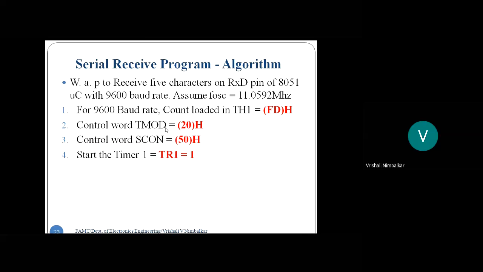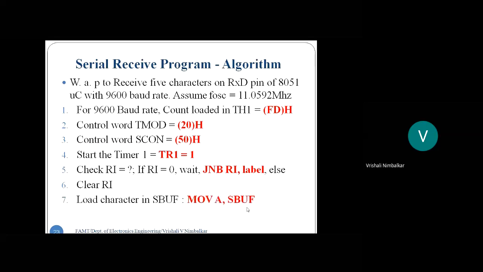Then we start the timer by setting the run bit. TR1 is set. Then we keep on checking the RI flag with the help of instruction JNB RI, jump if the bit is not set. As soon as the bit is set, the microcontroller will come out of the jump loop. We will clear the RI flag and we will copy the character from SBUF into the accumulator. The character received is in SBUF.